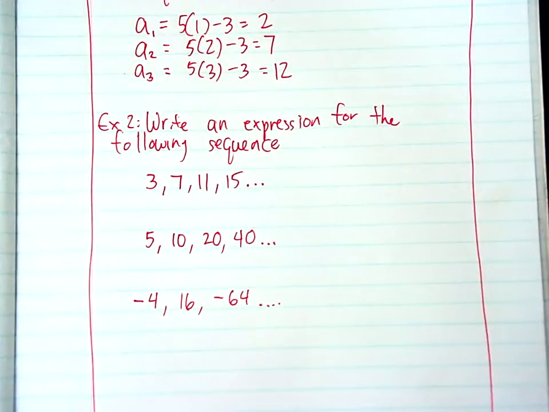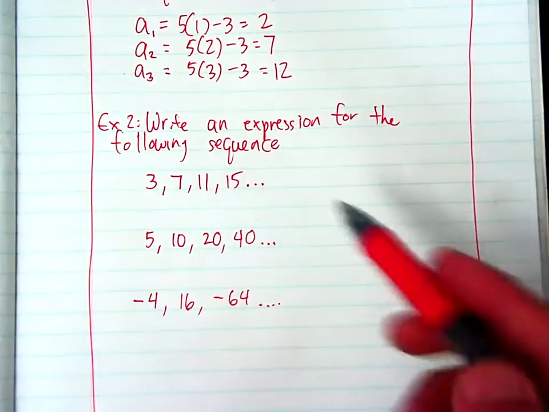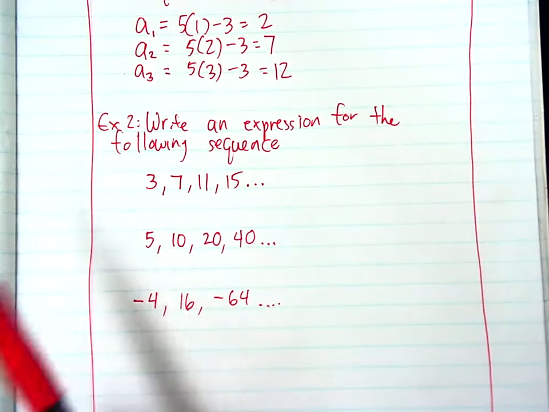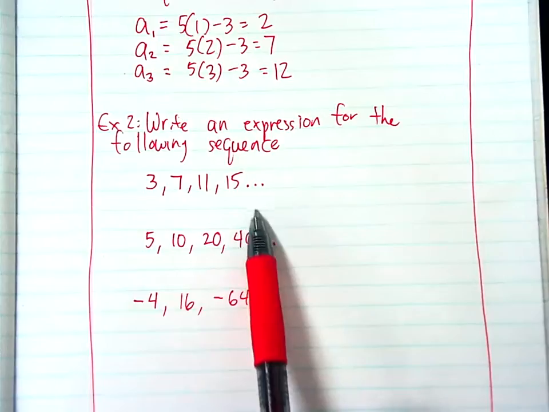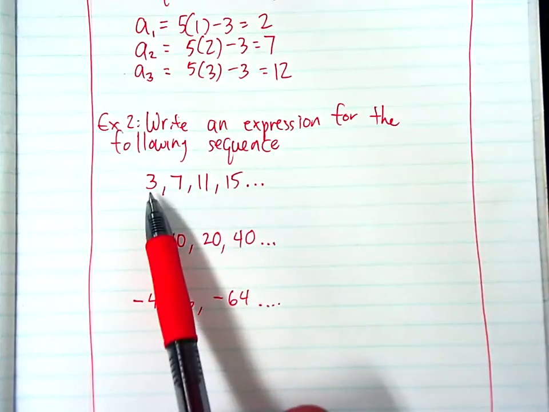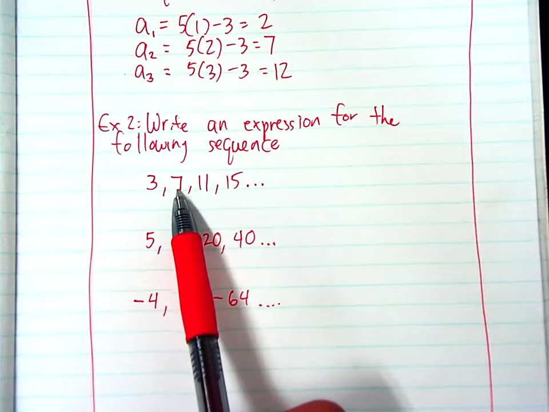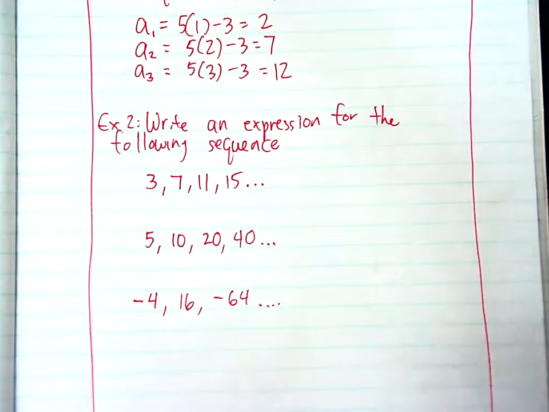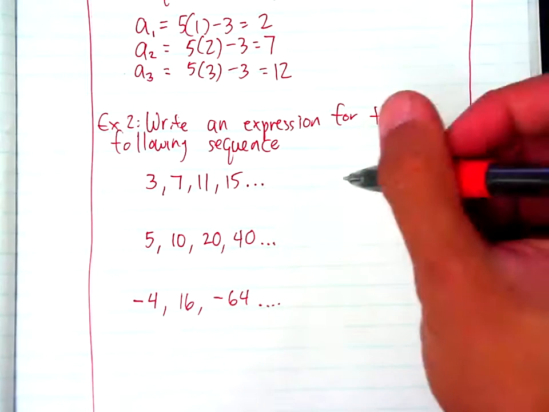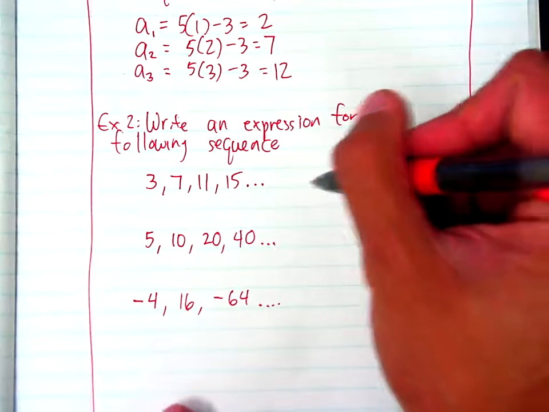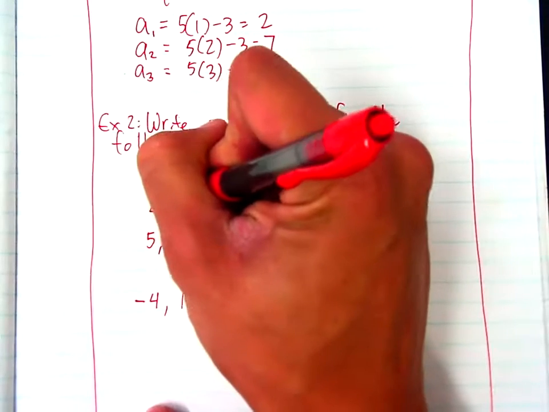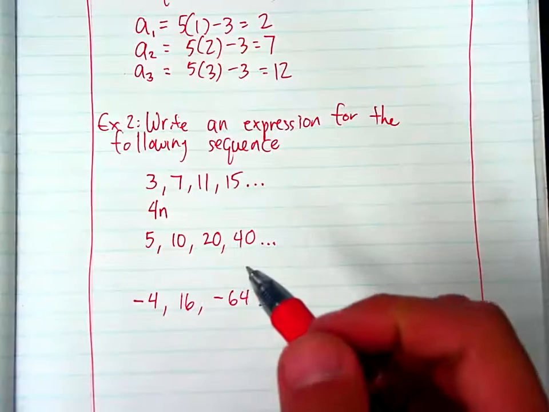Okay, so let's go over the rules. So right now I want to try to find an order to it. So what is happening from one term to the next? So if I'm looking at this sequence right here, it looks like 3 plus 4 is 7, 7 plus 4 is 11, and 11 plus 4 is 15. Well, whenever you are adding, you're going to put that number in front of n. Okay, so I'm going to take a 4, and I'm going to put it in front of n.